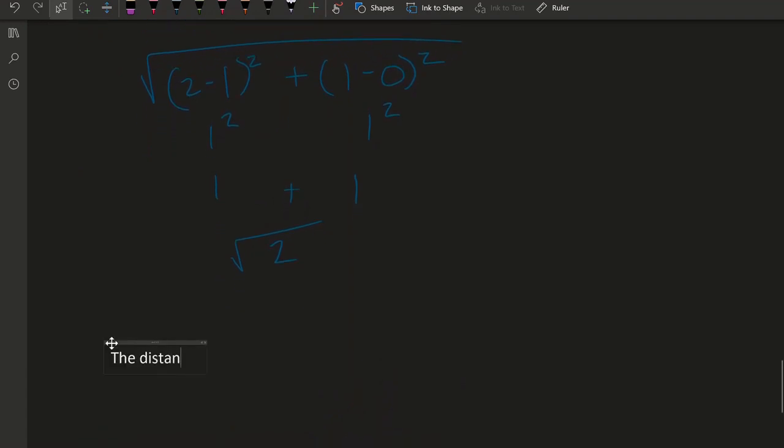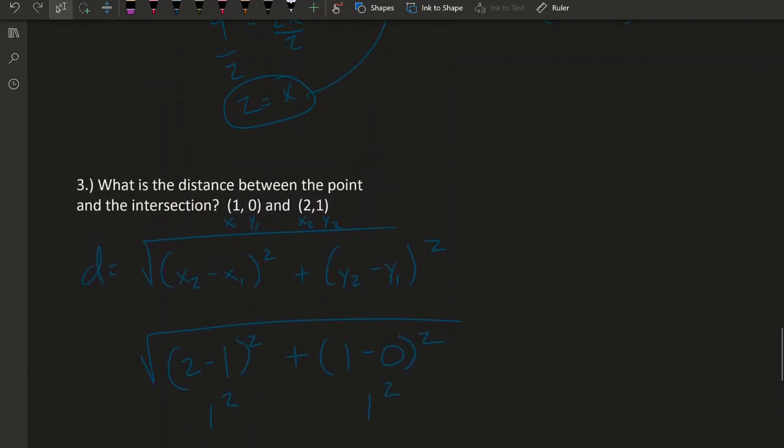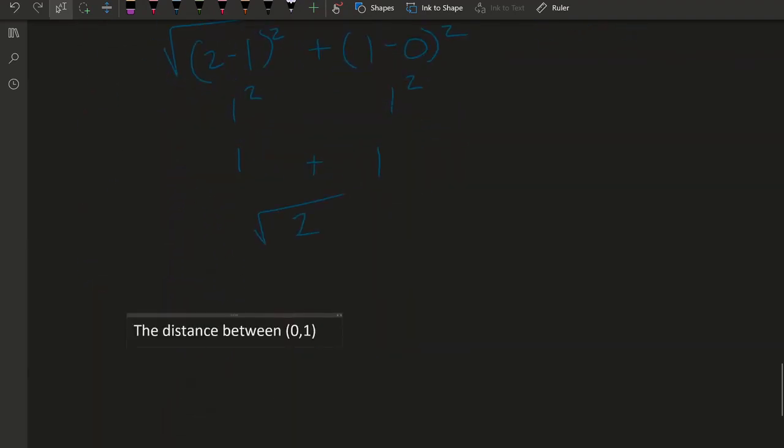So the distance between (1, 0) and y equals negative x plus 3 is the square root of 2. That's our answer.